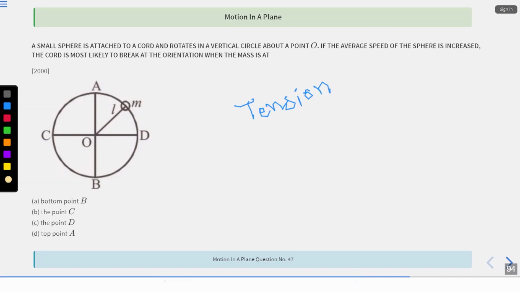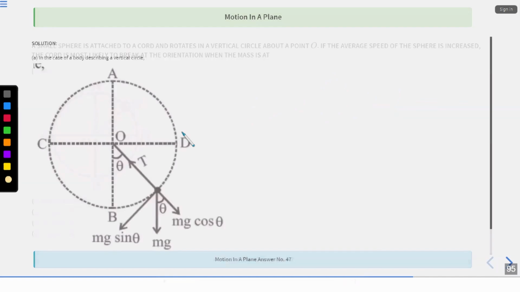The concepts would be tension, force, and string related. Okay. So here we can see that this is the tension at this point. Tension will be acting inwards. This will be mg and this is the theta that is being made.